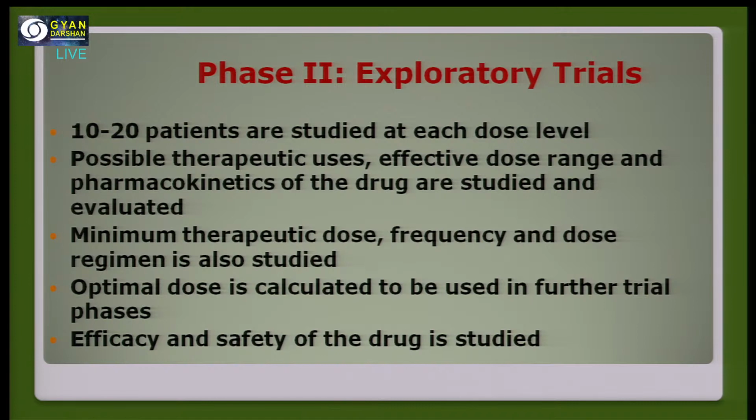Optimal dose for effectively treating any disease is calculated and used for further trial phases. Efficacy and safety of the drug is also studied in this phase, phase 2, that is the exploratory trial phase.